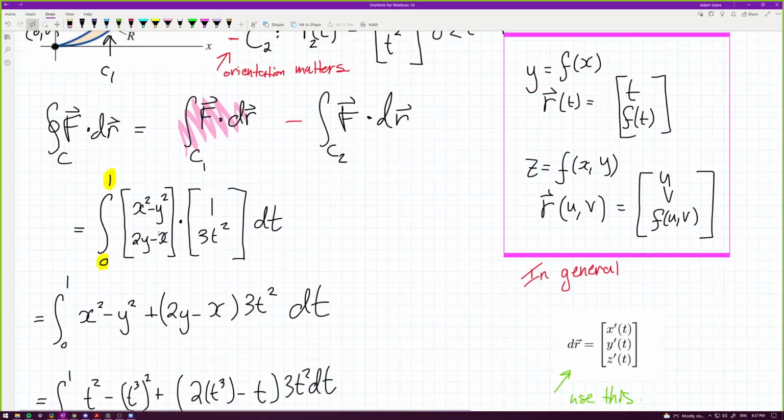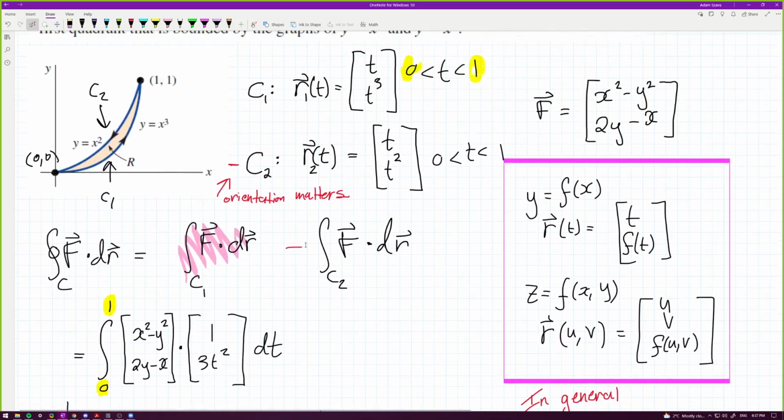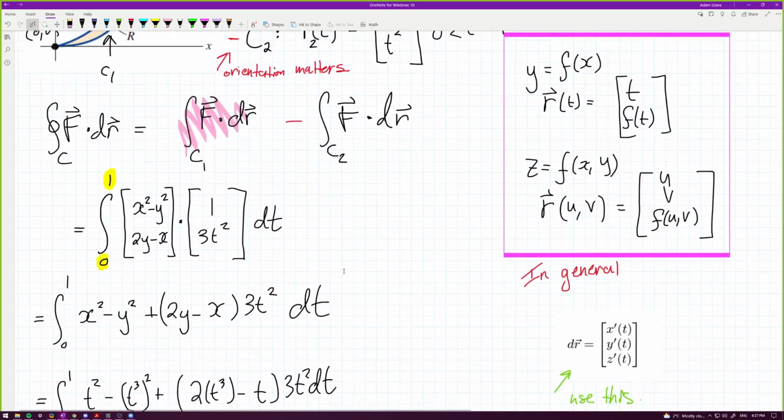Question? Yeah, I had a question. When you're converting x, y to t, you're just plugging in their parameterization, right? Mm-hmm. That's right. Yeah, just the parameterization. Okay.